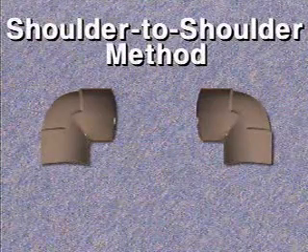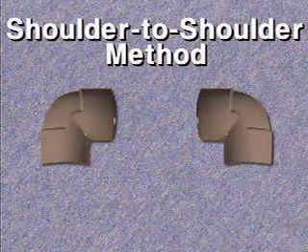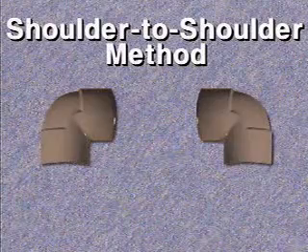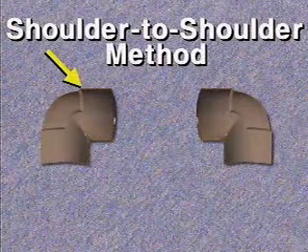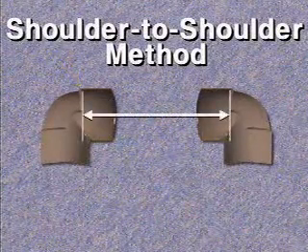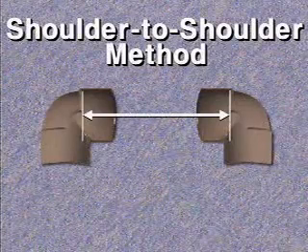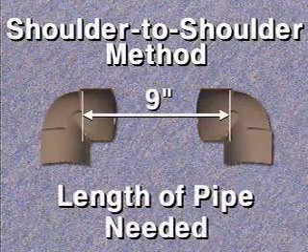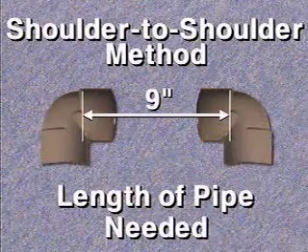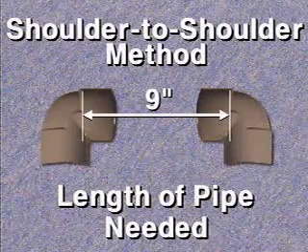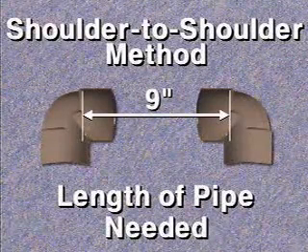The final method we'll look at for calculating the correct length of pipe is the shoulder-to-shoulder method. This method has only one step. Take a look at this example. This is the shoulder of a fitting. Measure the distance from the shoulder of one fitting to the shoulder of the other fitting. And that's the length of pipe needed to fit between these two fittings. You can now measure and mark the pipe for cutting.